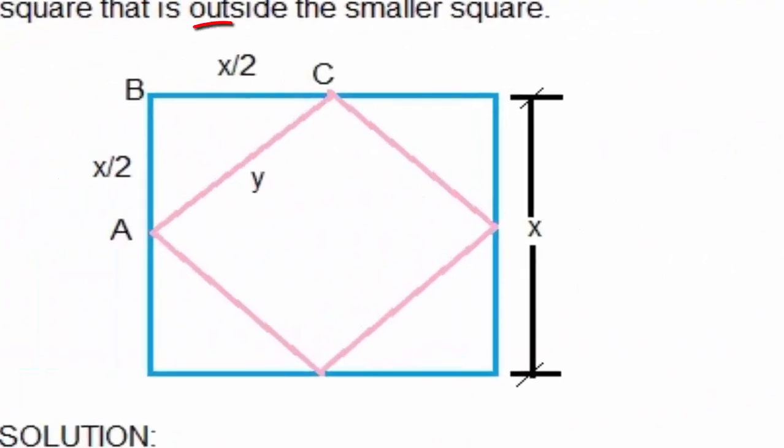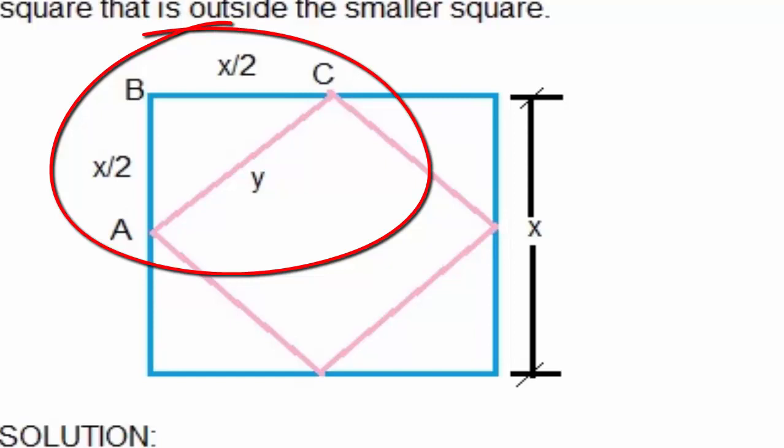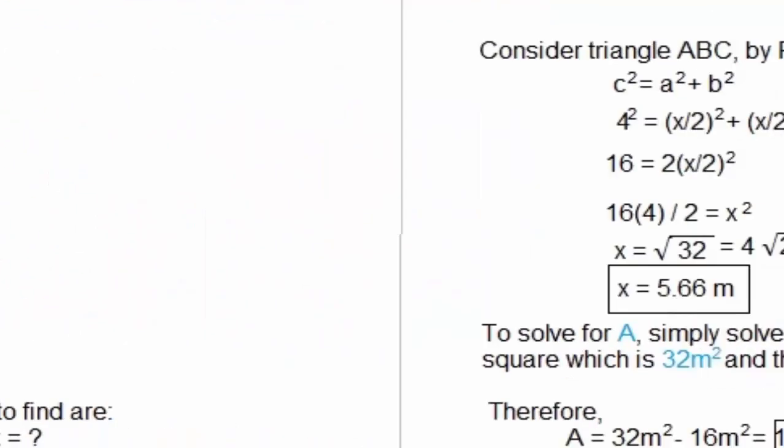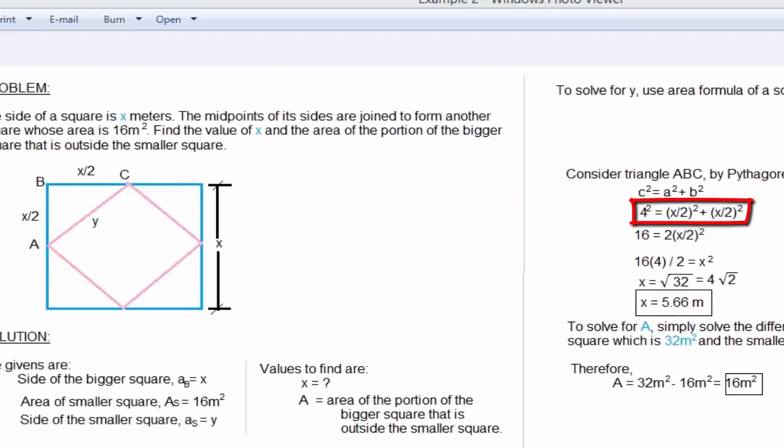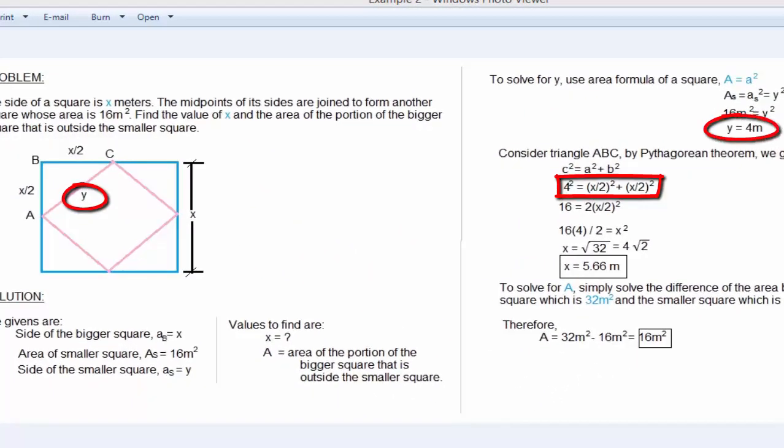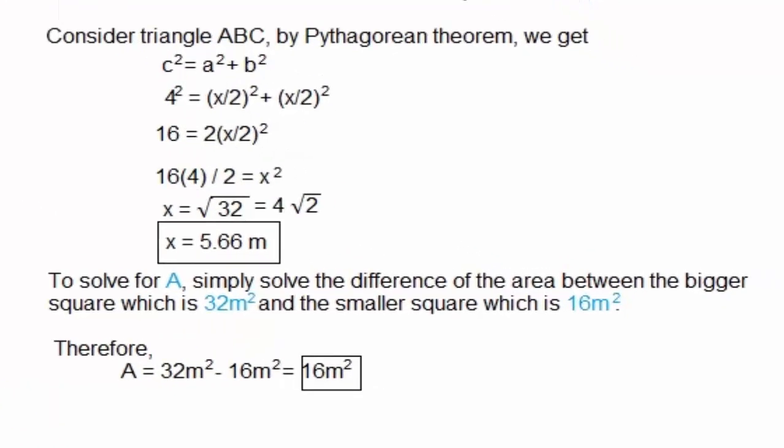Next, consider triangle ABC. By the Pythagorean theorem, we get c squared equals a squared plus b squared, or we have 4 squared, coming from the value of y, equal to x over 2 squared, which is the value of BC, plus x over 2 squared, which is the value of BA. So 16 equals 2 times x over 2 squared.